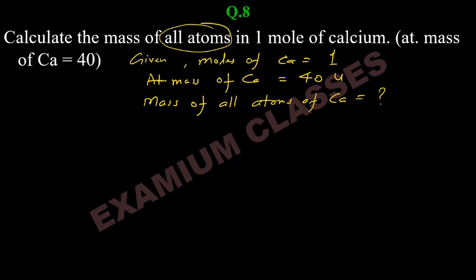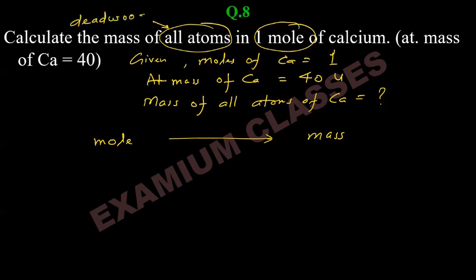Whether there are atoms, whether there are molecules, you don't bother about it. If it is 1 mole, you need to convert mole to mass. Obviously, there will be calcium atoms because calcium exists in the form of atoms. So atoms here is just deadwood, not required at all in this question, but just written because calcium exists as atoms.